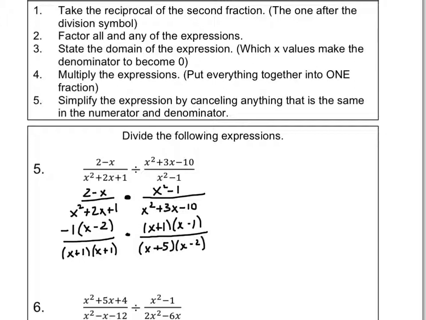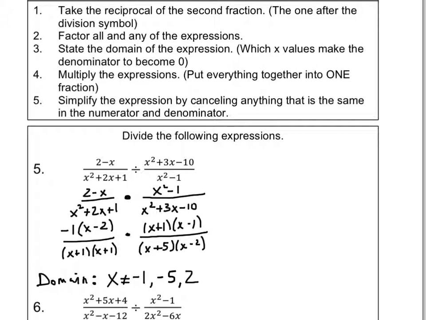Okay, now once I've factored, I've got to state my domain. In this case, my domain, x cannot be: for here and here, it's the exact same, it's going to be negative 1. For here, it's going to be negative 5. And for here, it's going to be positive 2. Any one of those three values will make the denominator 0. And we can't have 0 in the denominator.